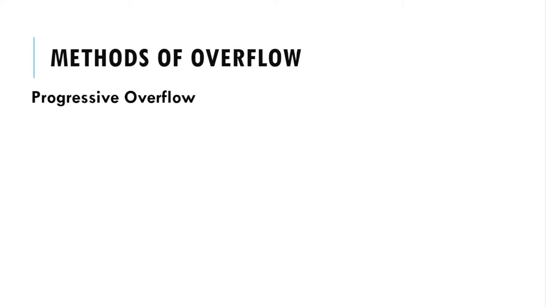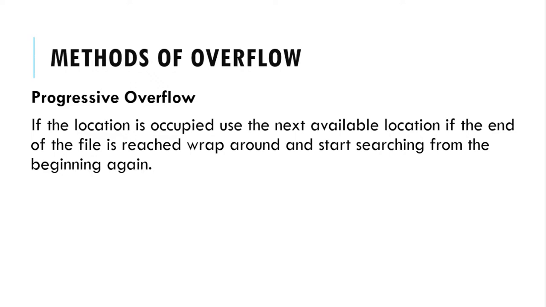If we do create an overflow, then we have a couple of different types, don't we? We have progressive overflow, which is if the location is occupied. So if the location we're trying to store it in is occupied, we use the next available location in the block. If the end of the file is reached and we've gone all the way to the end, we wrap around and start searching the block again.